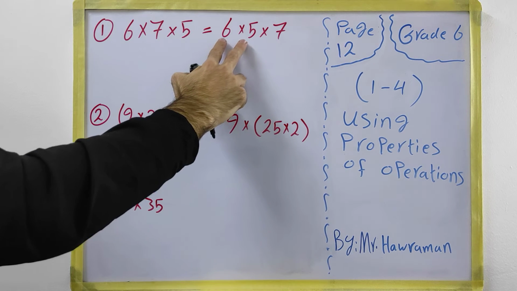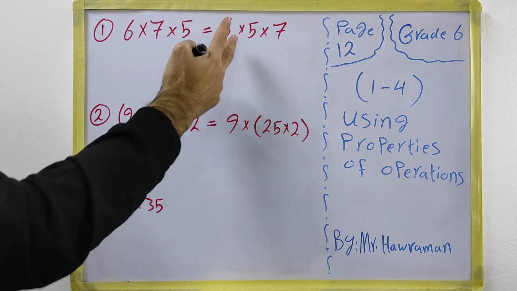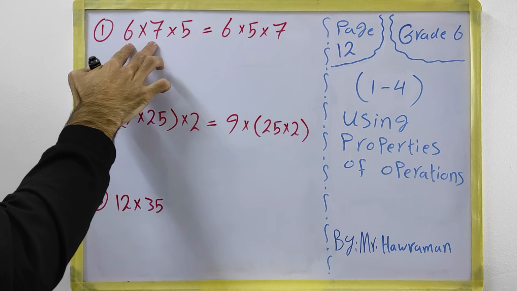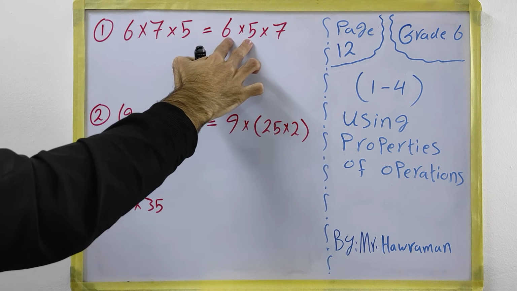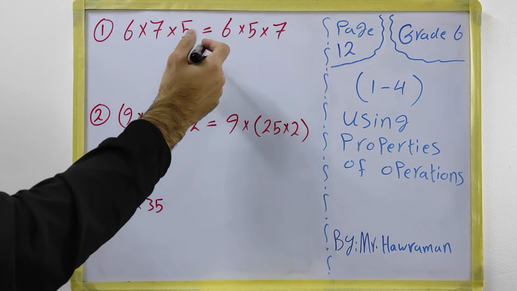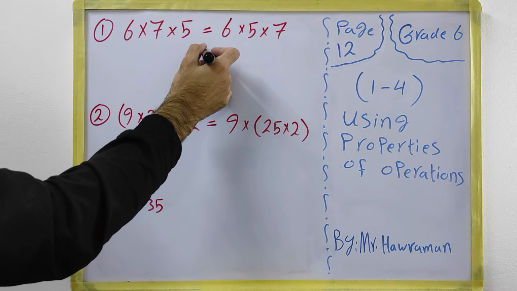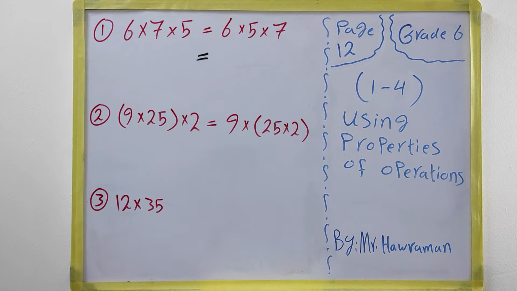Which two is easier at first? You can multiply for yourselves. If you think this is easier, do that one, then multiply by the other one. If you think these two are easier to multiply, you can change the places. This is called commutative property.